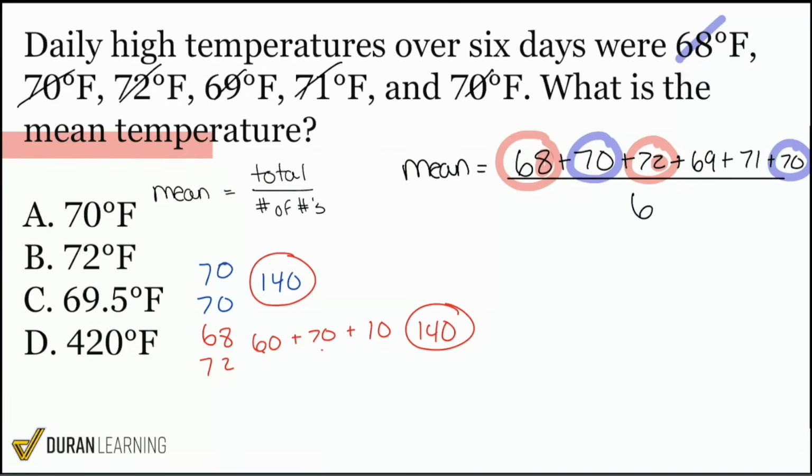And then everybody take a look at this. 69 and 71. Guess what? 9 and 1, that's 10. 60 plus 70 plus 10, again, that's 140. So I just have to add 140 3 times, or I can just do 140 times 3. Either way works, and that will eventually lead us to, again, 420.